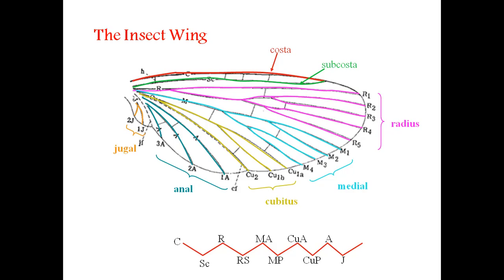Firstly, what is the hypothetical wing venation of insect wings? The costa, which we mark by C, forms the thickened anterior margin of the wing. This thickened part is called the costal vein, and it is unbranched.